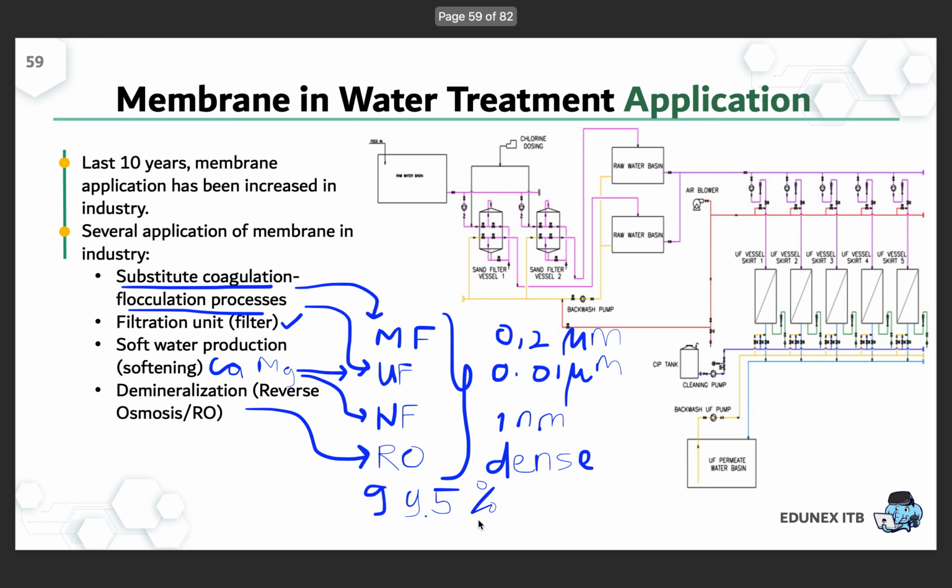Maybe I want to add something more that you need to learn by yourself. The demineralization process in the past was not conducted by RO. Usually, it was conducted by what we call a multiple effect evaporator. So please find out what a multiple effect evaporator is. Even though water treatment has shifted to RO for demineralization, the multiple effect evaporator is still being used in the world today. So please find out about the multiple effect evaporator and how it works.